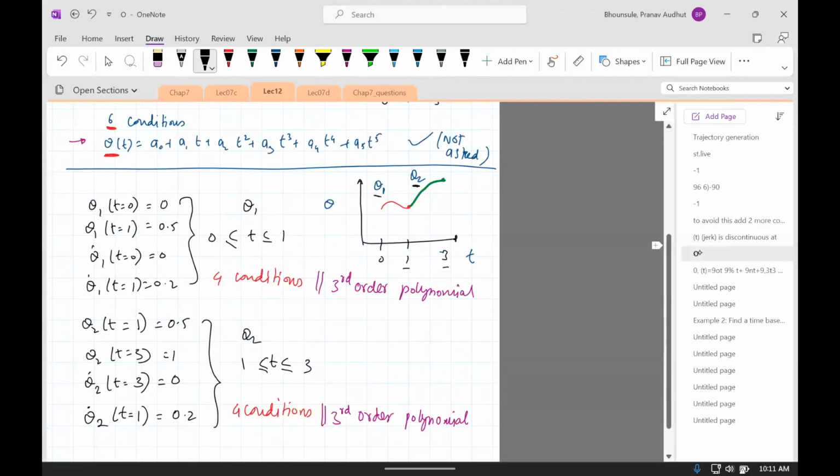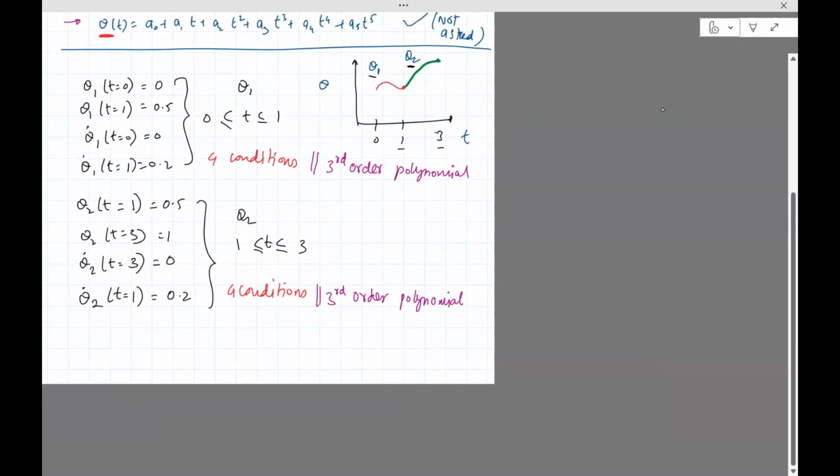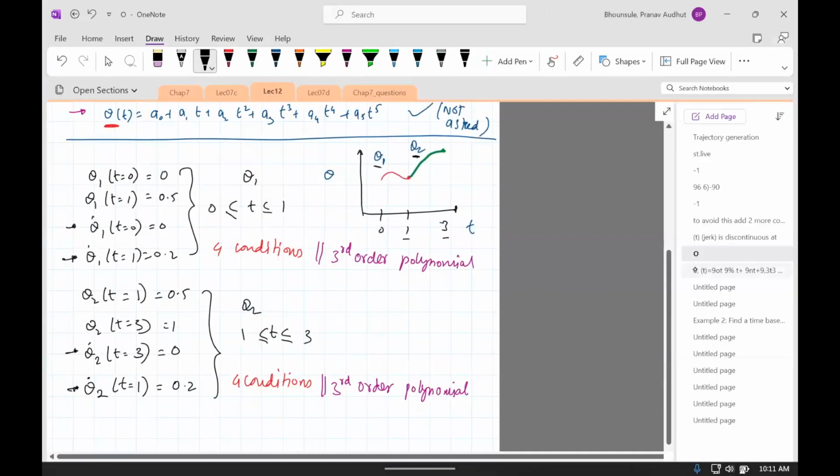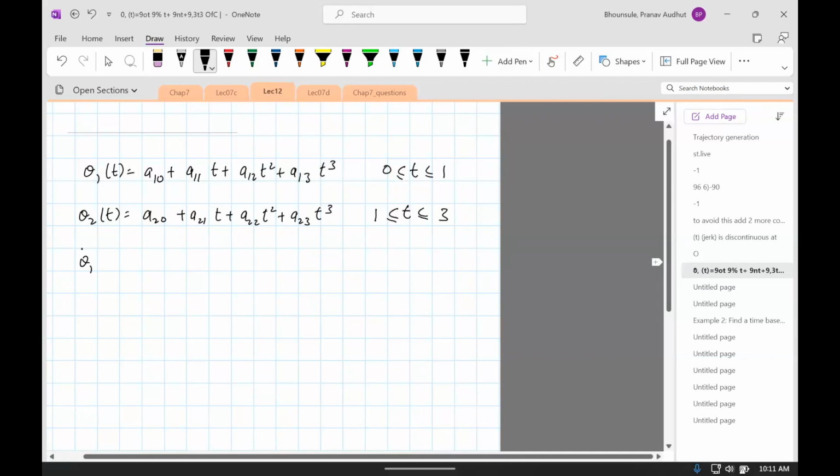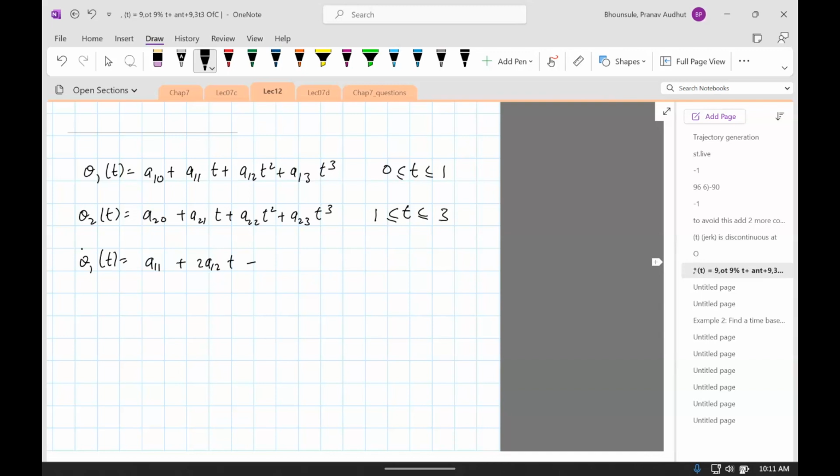You also see from the previous page that we will impose some conditions on the rate of change of position, or the velocity. So we better get the velocity. So velocity theta 1 dot of t is a11 plus 2 a12 t plus 3 a13 t squared. And theta 2 dot equals a21 plus, sorry, twice a22 t plus 3 times a23 t squared. Again, the same condition holds.